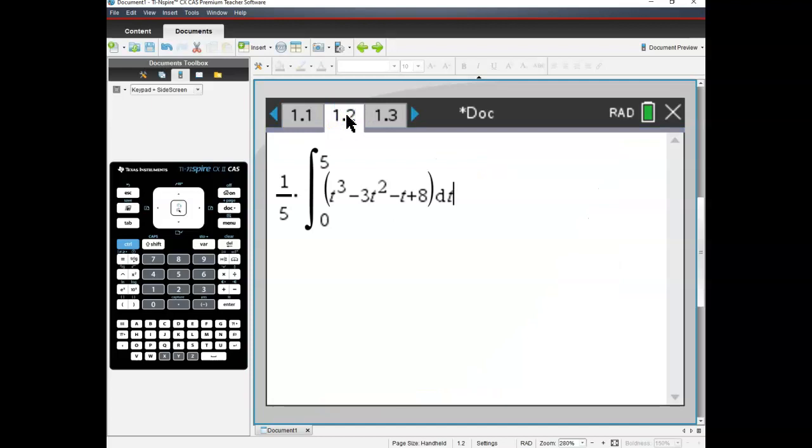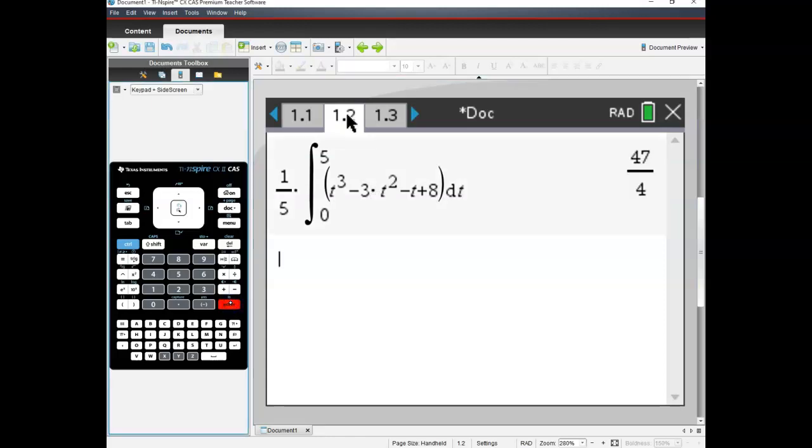All you've got to do is multiply 1/5, this is my 1 over 5 minus 0, times the integral from 0 to 5 of my velocity function. There's my velocity function, but because I didn't take the time to define it as f of x, since this is the only time I was going to use it, now on my calculator I actually have to type the function in. I could have typed it in as x cubed minus 3x squared minus x plus 8, as long as I said dx at the end. Then I hit enter, and my answer is 47/4.